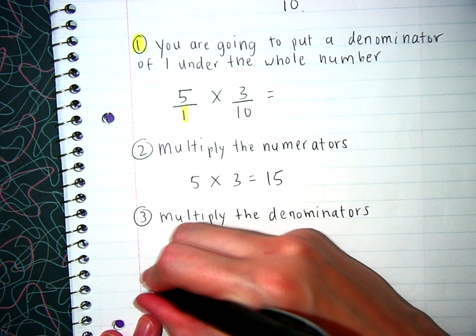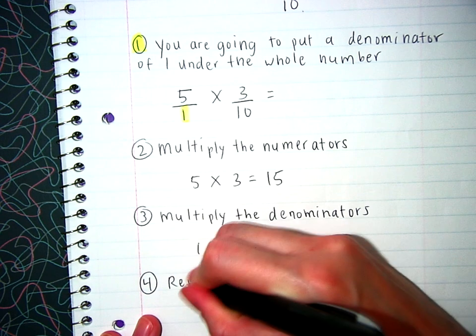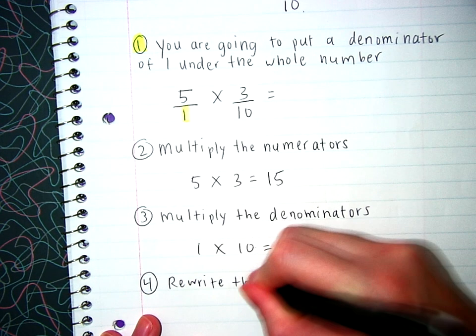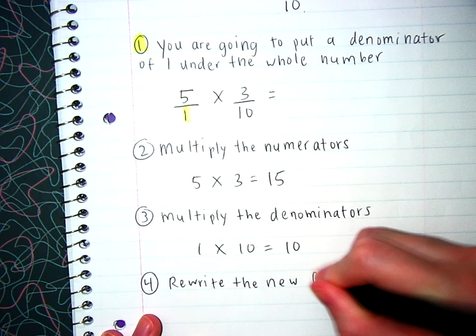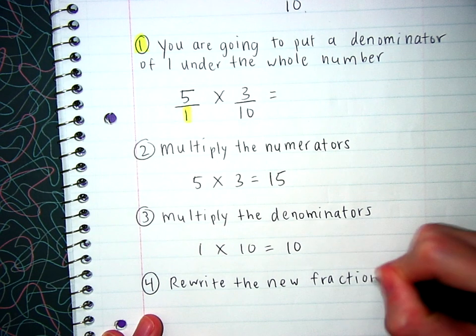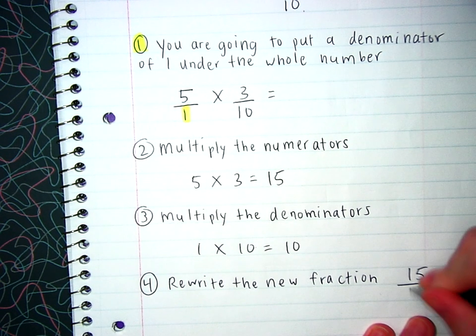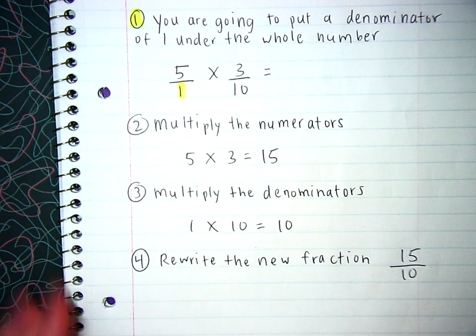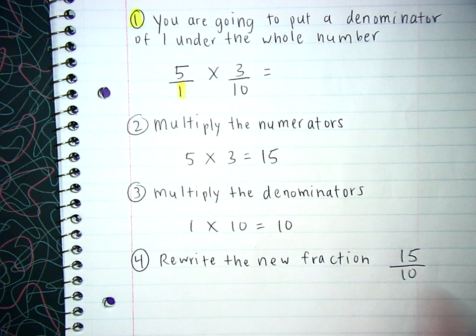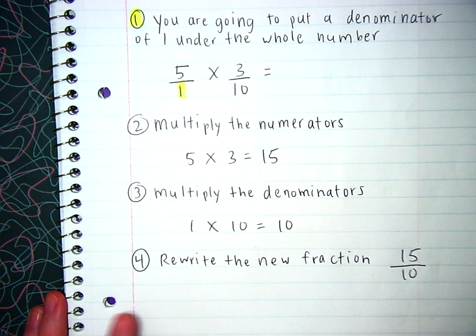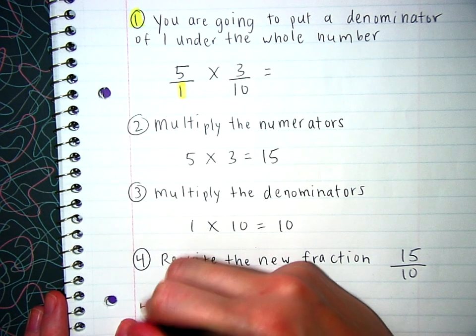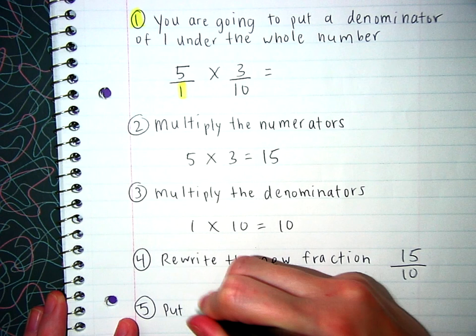Then rewrite the new fraction. The new fraction is going to be 15 over 10. That is you rewriting the new fraction. But remember, we have to check to see if our fraction is in simplest form. If it's not in its simplest form, then you must make it in its simplest form. So let's put it in simplest form.